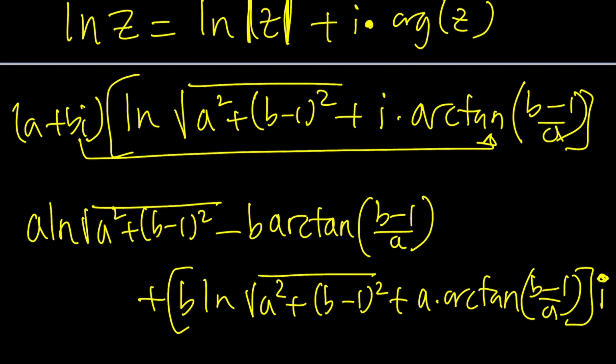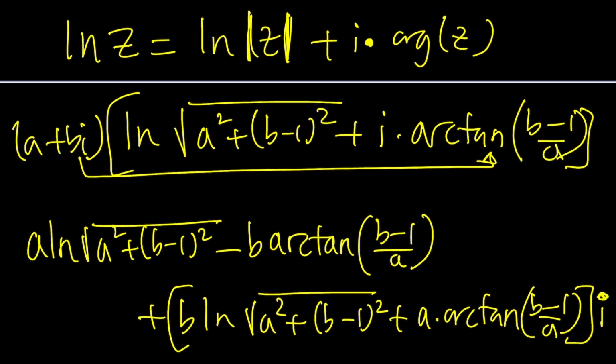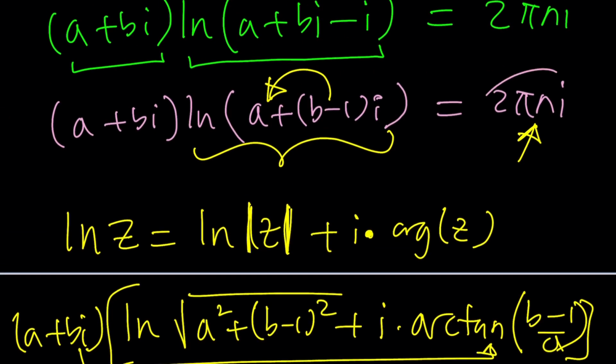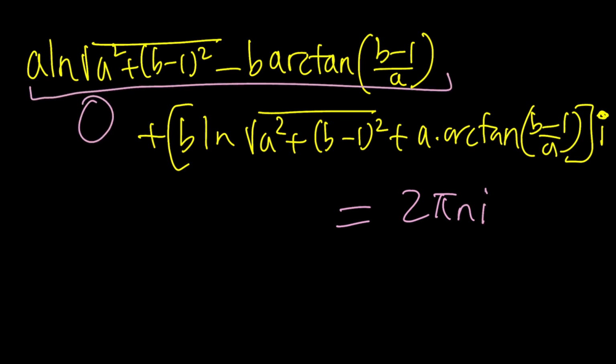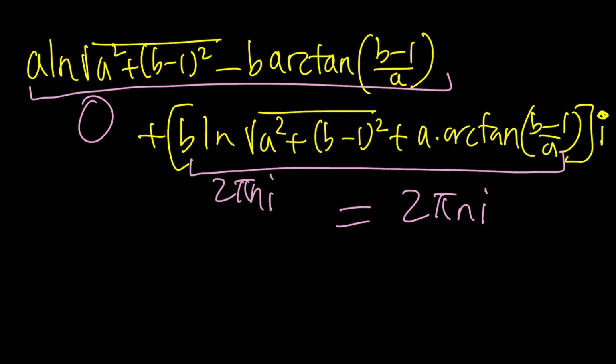Make sense? Now, this is equal to what? Great. It's equal to 2 pi n i. What does that mean? This is equal to 2 pi n i, which means the real part is 0. Cool. This whole thing is 0. Can you solve that equation? I don't know. But we also know that this part is 2 pi n. So that gives us a system of equations which is probably very, very difficult to solve.